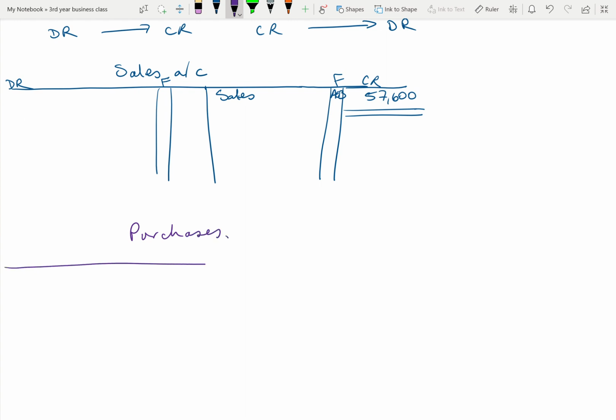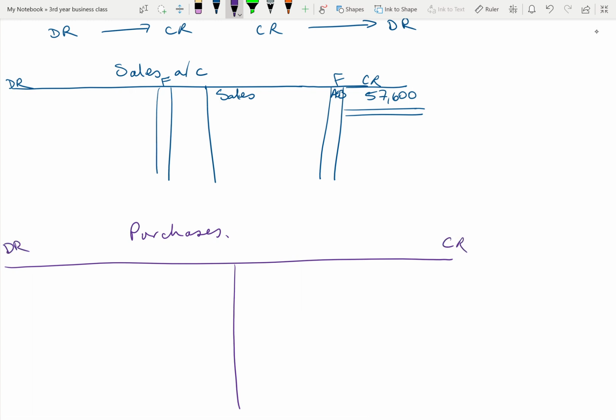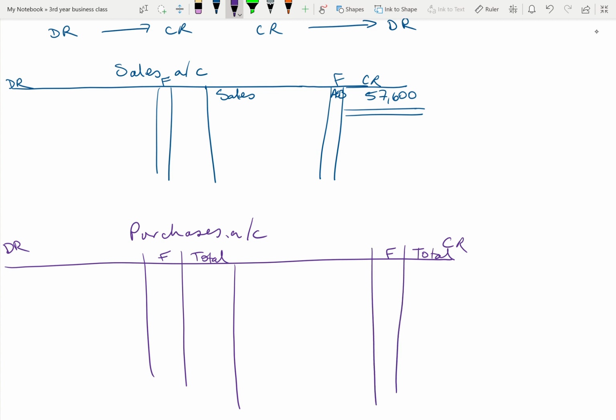Okay, we're going to draw our T account. You'll have a printout of this, so you won't need to draw it, but just to make my life a little bit easier, I'm going to draw it. So we're going to have our debit side, our credit side, our total, our folio, and our details. That should all be very familiar by now.